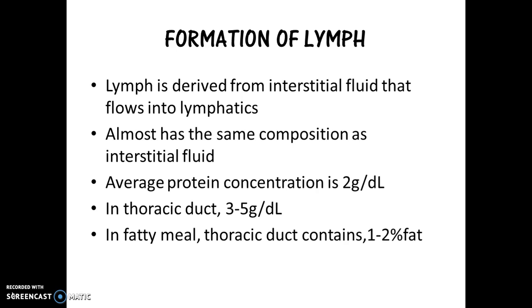This is because in the thoracic duct, the lymph is derived from the liver and intestine, and the protein concentration of the lymph in liver and intestine is usually high. Therefore, in the thoracic duct, the protein concentration of the lymph fluid averages up to 3 to 5 gram per deciliter. The lymphatic system is also one of the major routes for absorption of nutrients from the GIT, especially for the absorption of fats. Therefore, after a fatty meal, the thoracic duct contains 1 to 2% of fat.